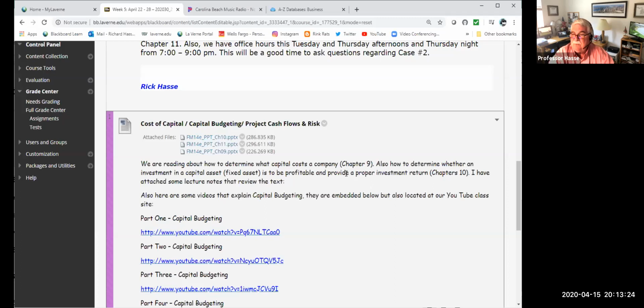So a lot depends on the product. A lot depends on the management and the strategy involved in that product. And a lot depends on whether those numbers work. In chapters 10 and 11, we're going to determine whether the numbers work. It's called capital budgeting. And that's what we're going to study next week.